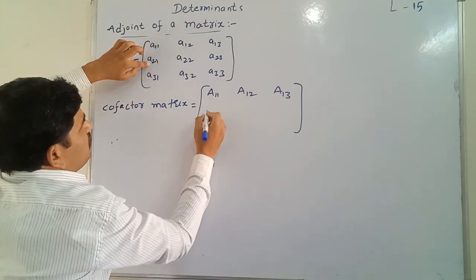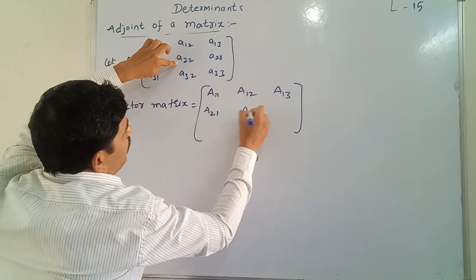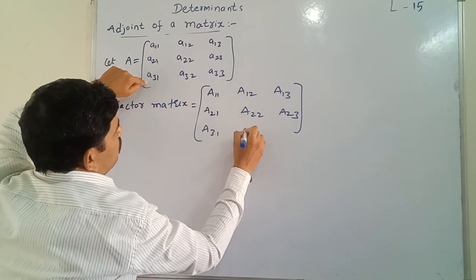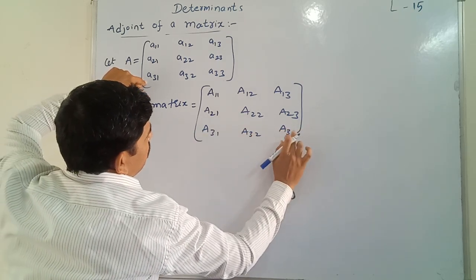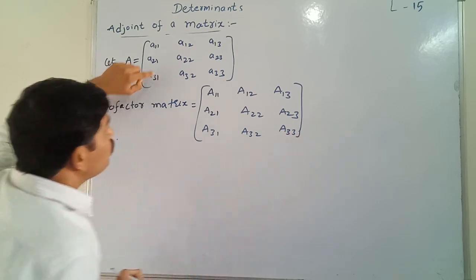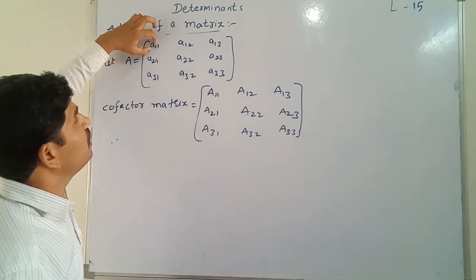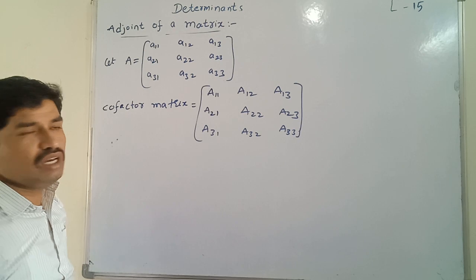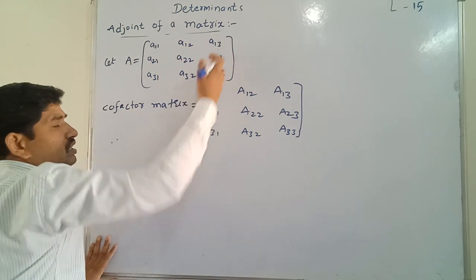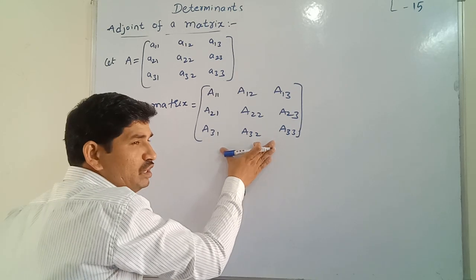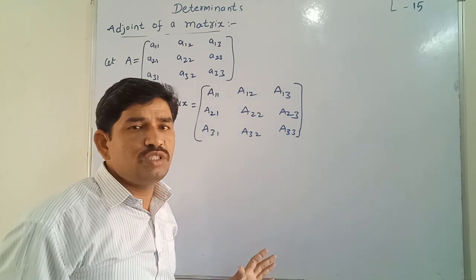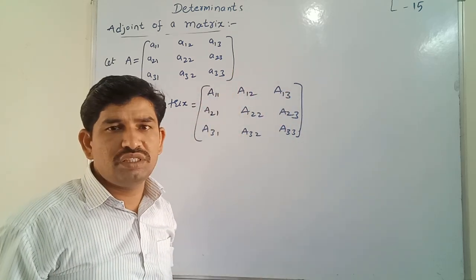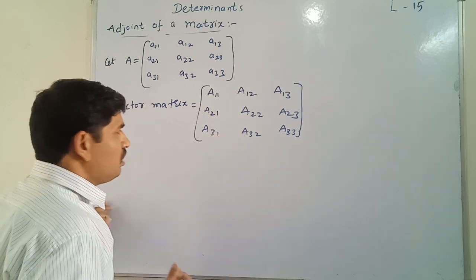Next, A21, A22, A23. Again A31, A32, A33. What I am writing here are the cofactors of the corresponding elements of matrix A. I am writing only cofactors for this matrix. After writing the cofactors, now I will make the transpose of this matrix. We know the transpose of a matrix: the rows are written as columns. That is the transpose. In the matrix chapter, we have completed the transpose of a matrix.